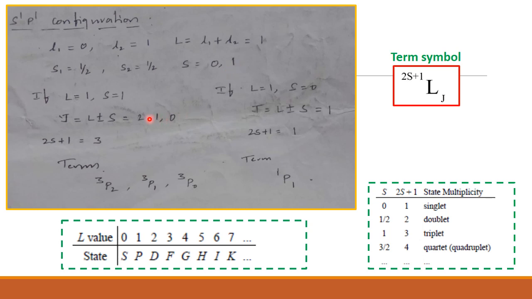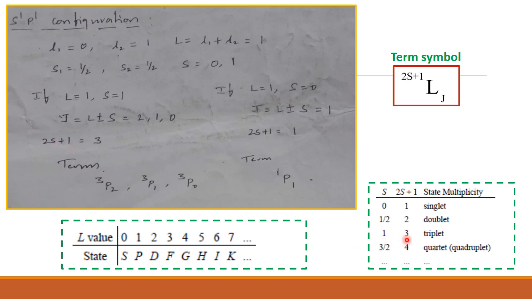So let us see, if L is equal to 1 and S is equal to 1, both are 1 and 1, then the J values are L plus or minus S: 1 plus 1 is 2, 1 minus 1 is 0, and the value lying between 2 and 0 is 1. So the J values are 2, 1 and 0. Then 2S plus 1, here S is 1, I can consider.